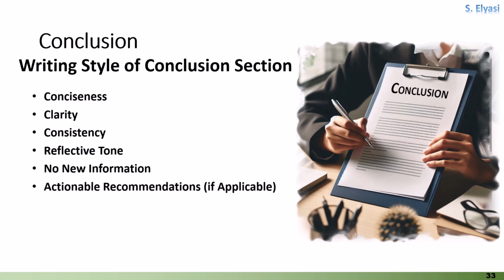Actionable recommendations, if applicable. In cases where the article discusses practical or policy-related matters, the conclusion may include actionable recommendations. These should be clear and achievable, guiding the reader towards specific next steps. For example, in a research paper, the conclusion might suggest areas for further investigation or specific changes to industry practices. These recommendations should be directly tied to the article's findings and not feel like an afterthought. The purpose is to ensure that the reader has a concrete understanding of how the information can be applied or built upon.